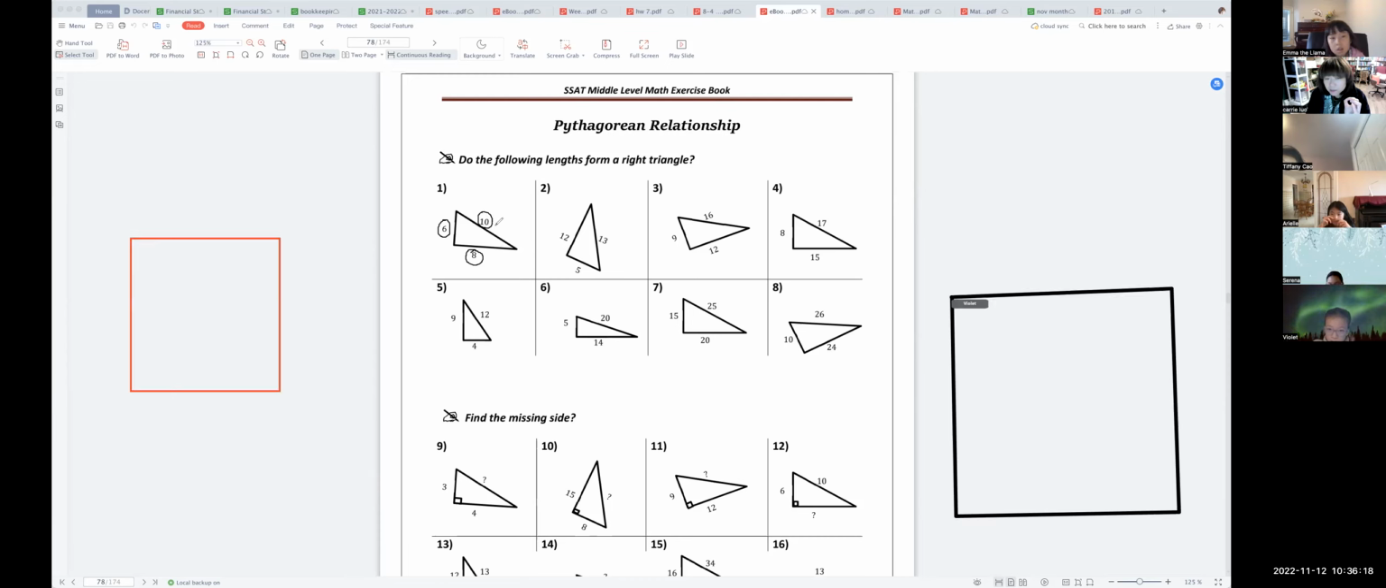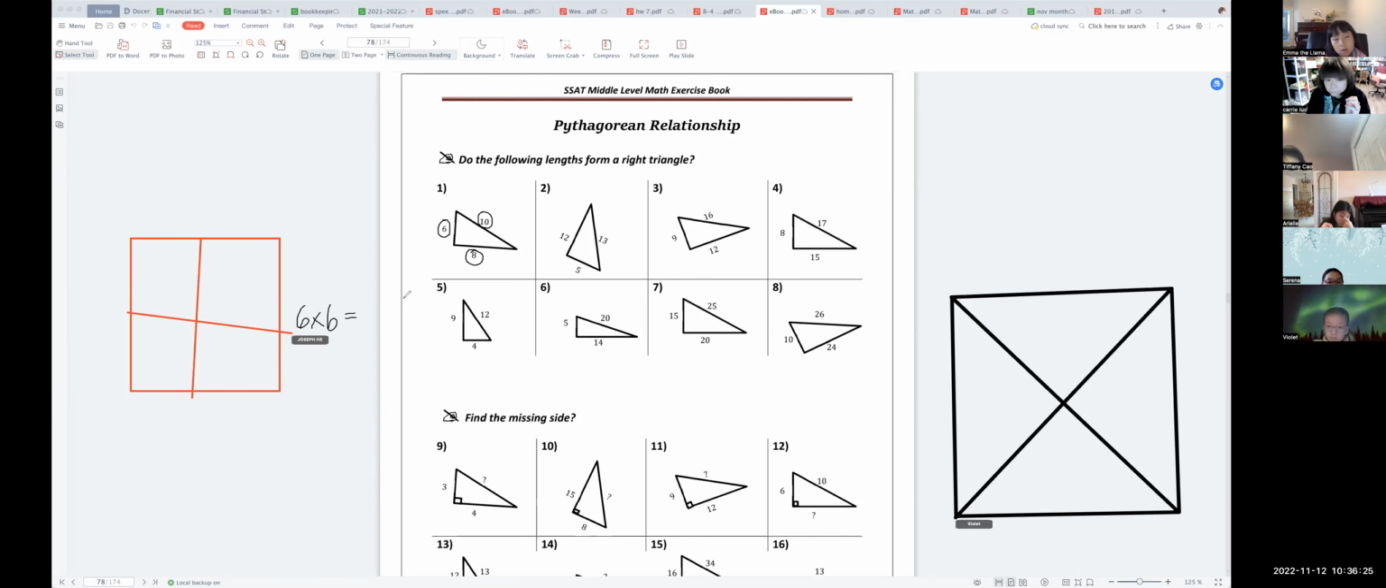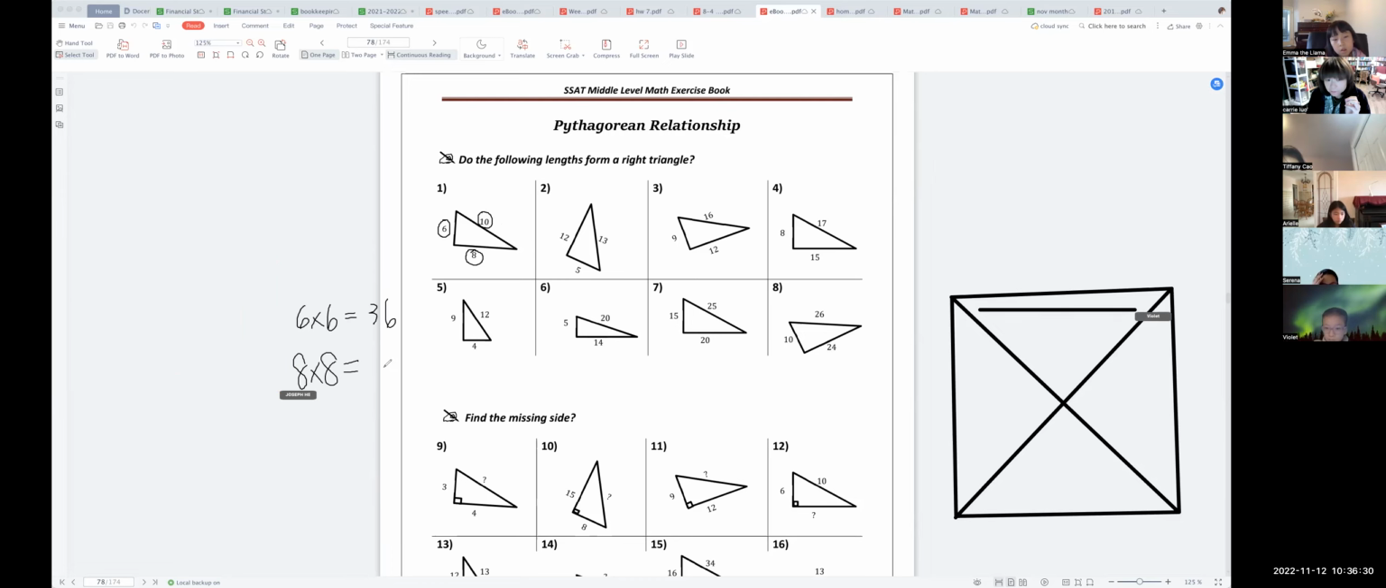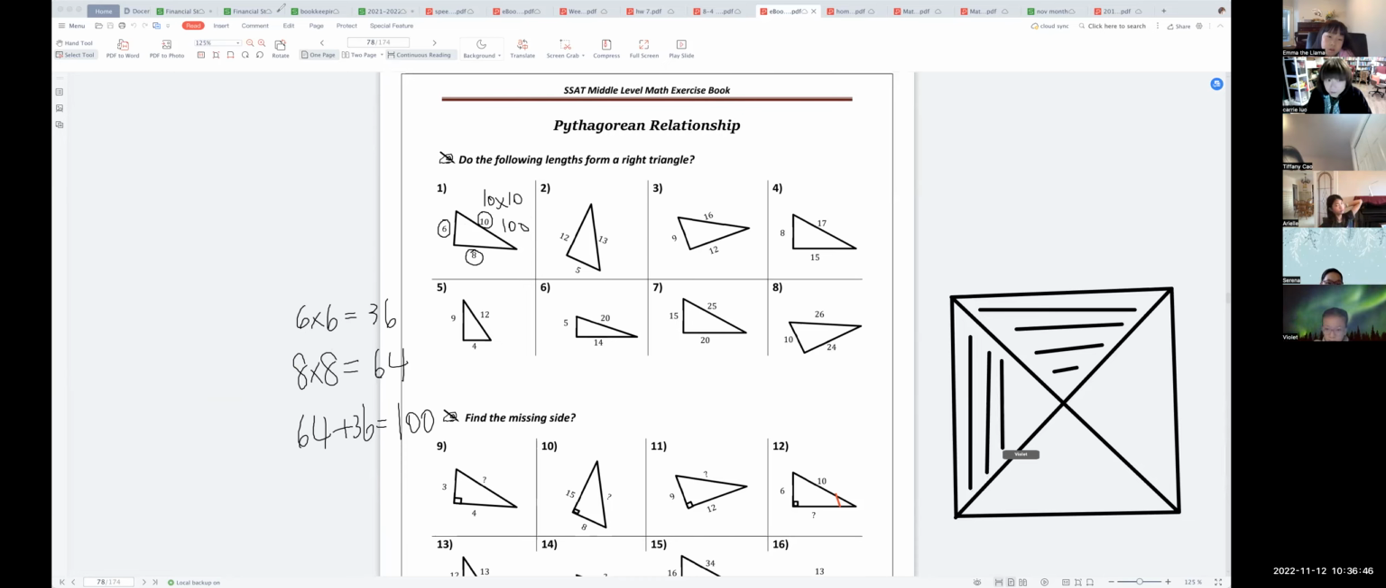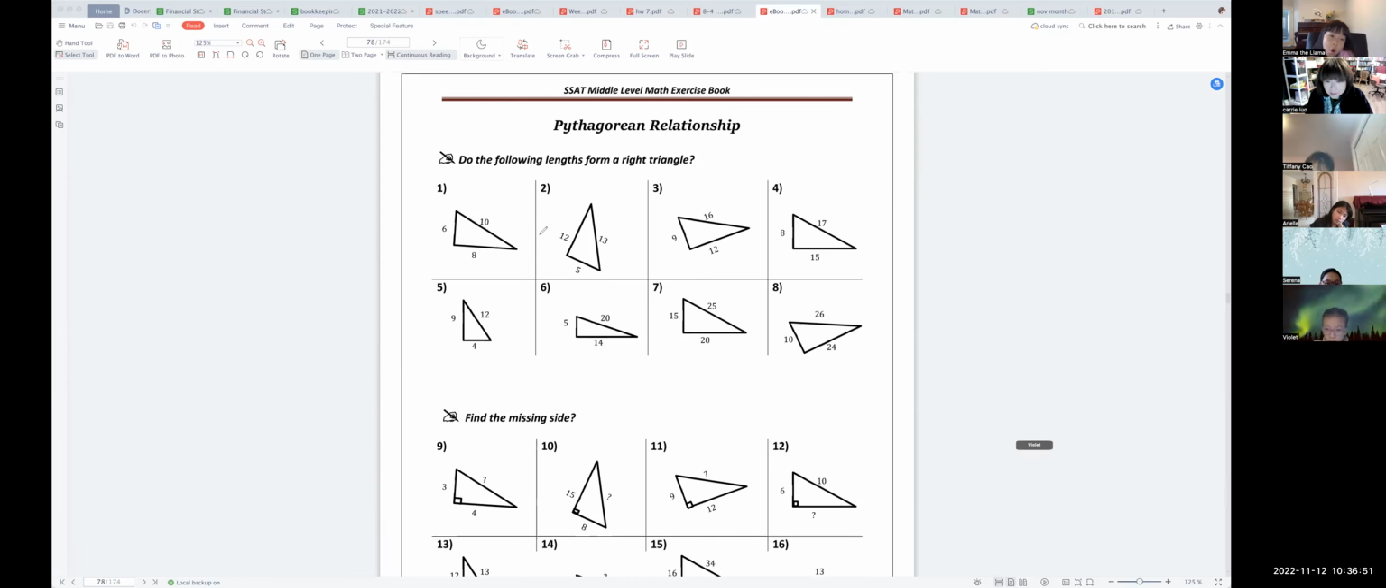the longest side squared. For instance, who can tell me 6 times 6 equals what? 36. Very good. 8 times 8 equals what? 64. Very good. So 36 plus 64 equals what? 100. Very good. So 10 times 10 equals what? 100. Get it, Ariel? Okay, get it, Sarita? That is the so-called Pythagorean theorem.